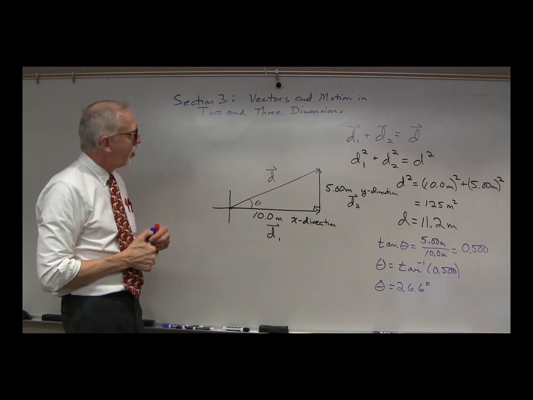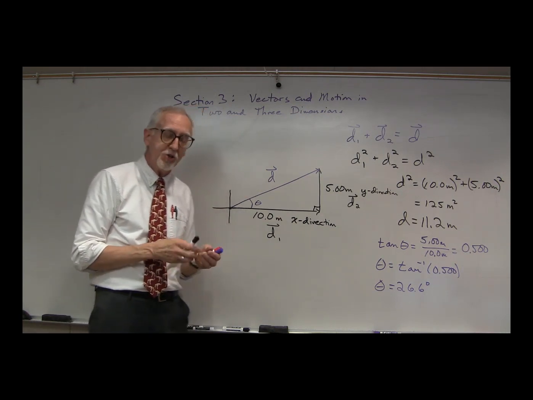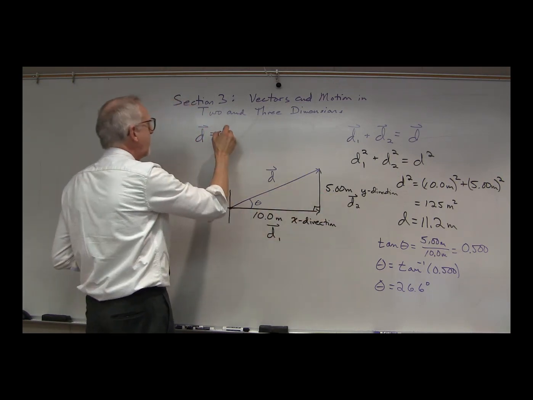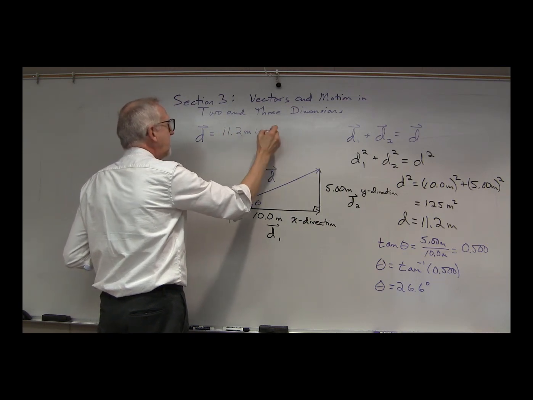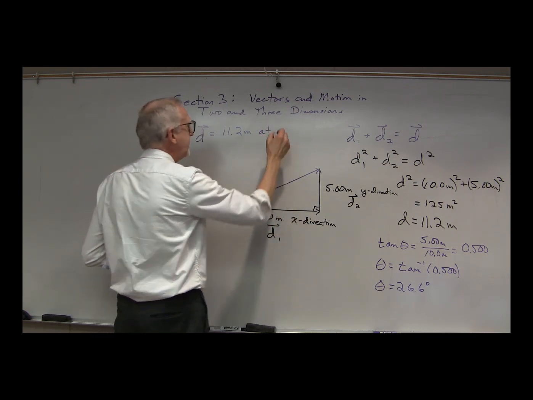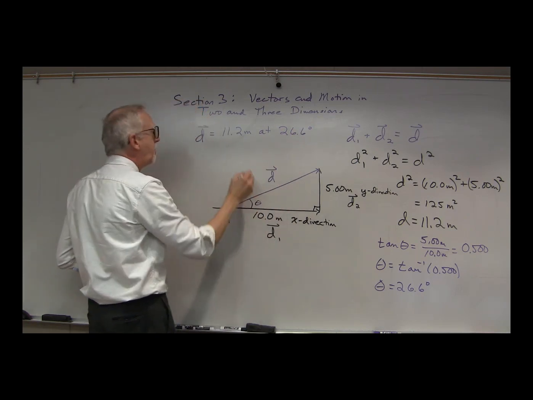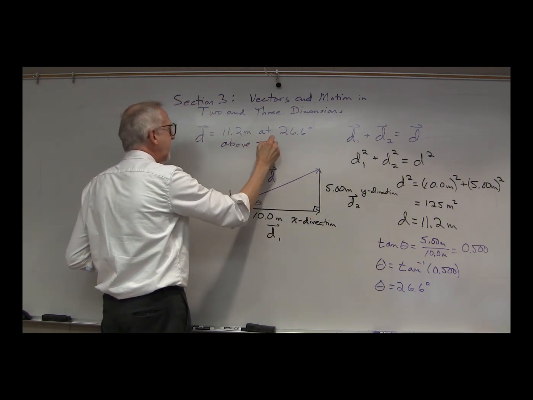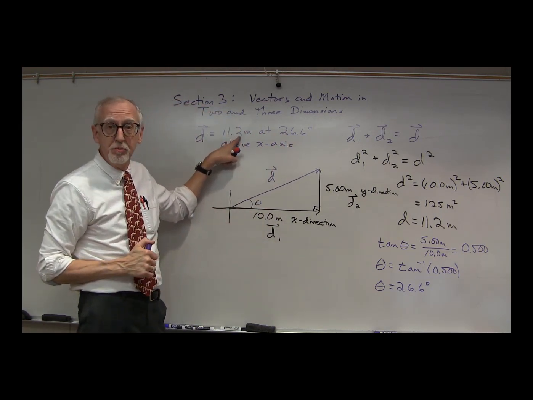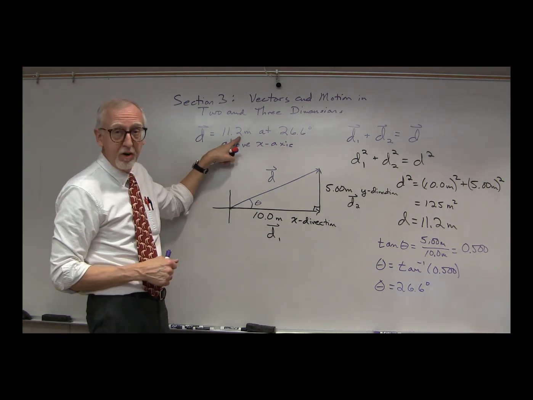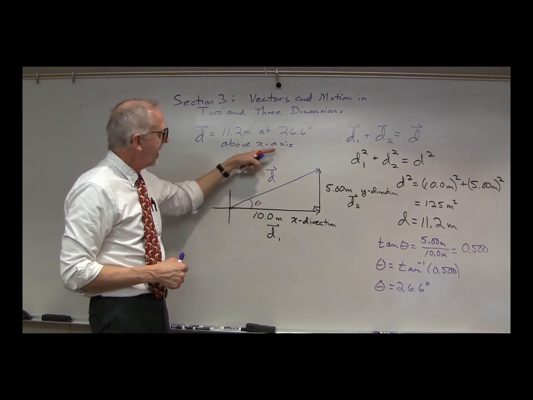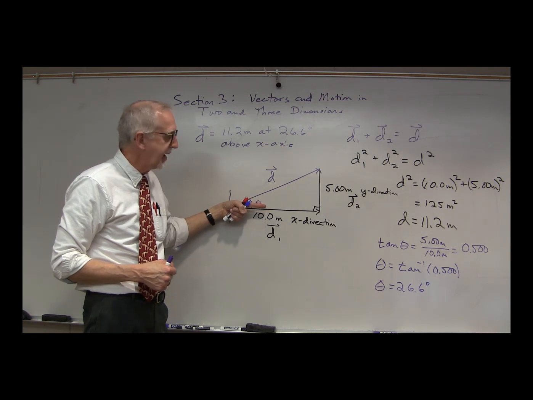Okay, very good. So to completely describe our vector d, we could say that d is equal to 11.2 meters at 26.6 degrees above the x-axis. Why are all those things important? Well, obviously the 11.2 meters gives us the magnitude of our vector. 26.6 degrees tells us the angle between our vector and a particular direction, the x-axis.